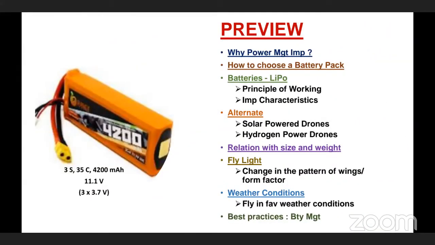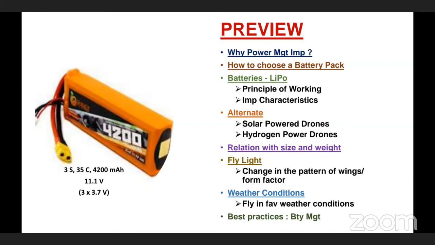First of all, why power management is very, very important as far as drones are concerned. Number two will be how to choose a battery pack. Here, I will talk of a very prominent and very useful battery which we use nowadays, the LiPo battery, that is, in short, lithium polymer batteries. Then I will also talk of the principle of working of these LiPo batteries and what the important characteristics are.